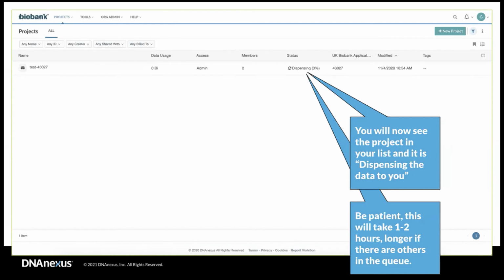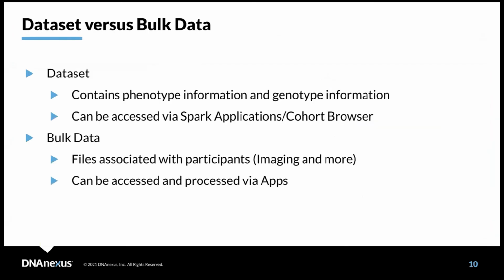Once you open your project, the data will be organized into 2 different types: one is dataset, and one is bulk data. The dataset contains phenotype information and genotype information, and you can access it using Spark applications, for example Spark JupyterLab, or using the Cohort Browser, which is more like a graphical user interface, where you can go field by field and look at the data. I will show it to you in a moment.